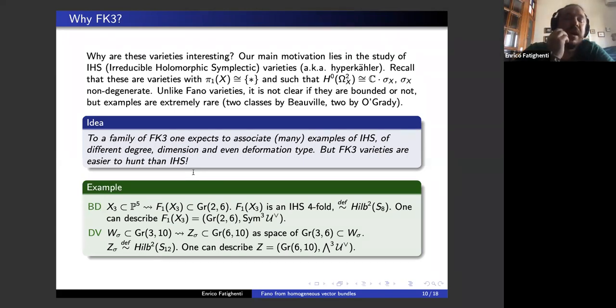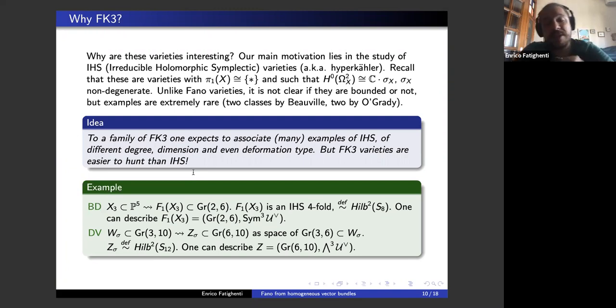Donagi in the 80s. So to a smooth cubic fourfold, you do associate its variety of lines, so the variety parameterizing lines on it, which is a subvariety of the Grassmannian G(2,6). And in fact, this happens to be an IHS fourfold, which is deformation equivalent to the Hilbert square, so the Hilbert scheme of 2 points on a K3 surface of genus 8. And the interesting thing is that you can in fact describe this variety of lines in our language. So in the Grassmannian G(2,6) as ambient variety, and then you take the zero locus of a section of this vector bundle, the third symmetric power of the dual of the tautological bundle on the Grassmannian.